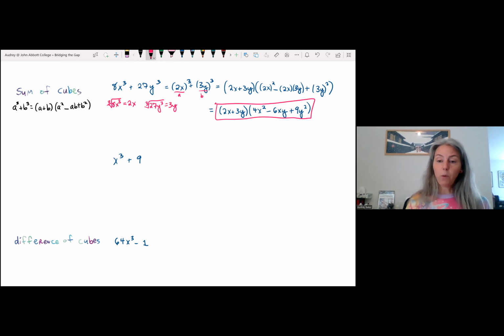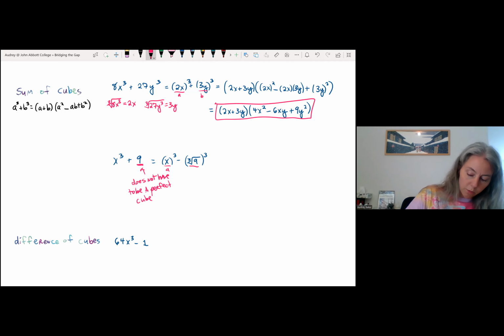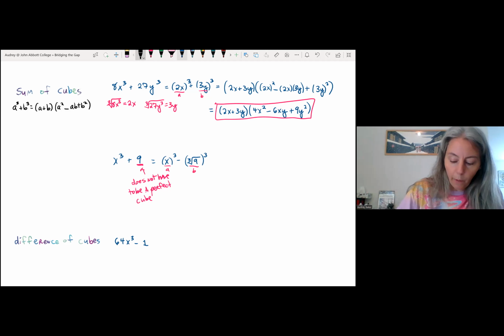So with x cubed plus 9, we want to do the same thing. But you might notice that what do you multiply by itself 3 times to get 9? It's not a whole number. So similar to when we're dealing with the difference of squares, this does not have to be a perfect cube. We can still think of this as x cubed plus the cube root of 9 cubed. And that x is a, and the cube root of 9 is b.